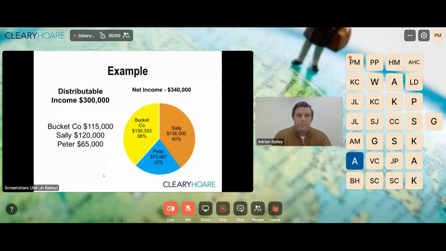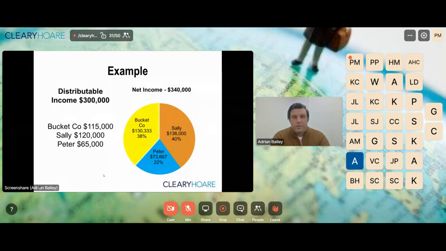So to carry on with the way that the law is after Bamford, and continue on with our example, we had a distributable income that we'd made a resolution of, and we distributed our 300,000 of distributable income to Bucket Co, Sally and Peter. However, in accordance with Section 95, our net income for tax purposes is 340,000. So the balance will flow proportionally to our three beneficiaries. So instead of receiving the 115,000, for example, Bucket Co receives 130,000, Sally 136 rather than 120,000.